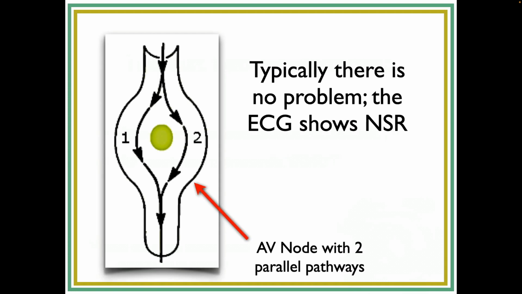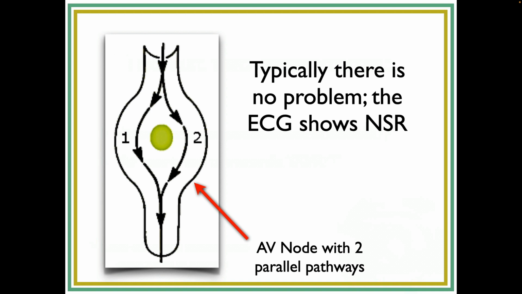Here's our AV node. For whatever reason, we have this non-conducting little patch of tissue in the middle; the person could just have been born with this. And that means that when the impulse comes, it splits into two parallel pathways.